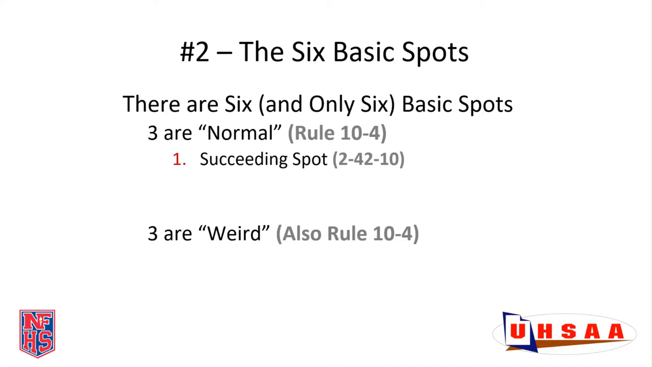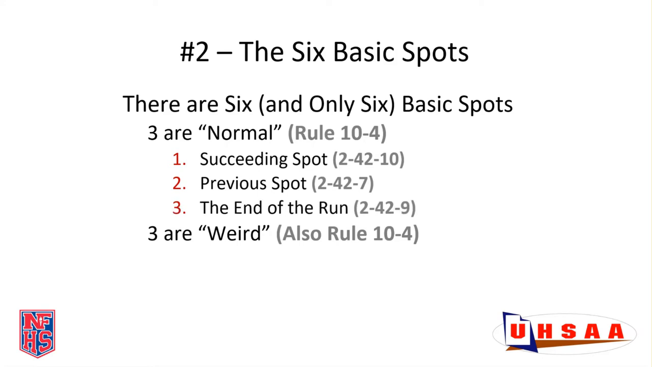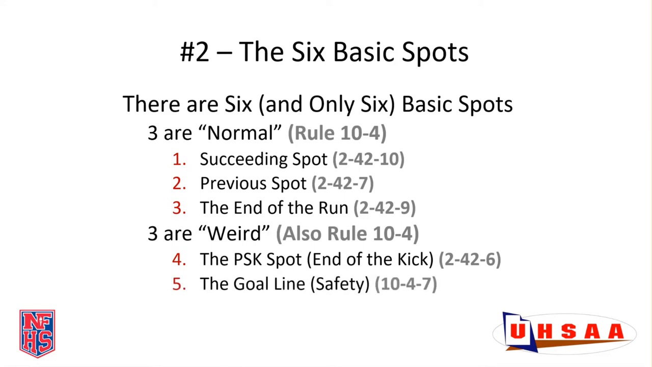This is where the ball will next be put in play. The previous spot. This is where the ball was last put in play. And the end of the run. These are defined in the rules listed there. So please go to your rule book and understand how they're defined. The 3 weird spots are these: the post-scrimmage kick enforcement spot, which is the end of the kick. We call it the PSK spot for short. The goal line for fouls by B during a safety, or the 20-yard line for fouls by B during a touchback. These are the 6 and only 6 basic spots that the high school rule book uses in penalty enforcement.